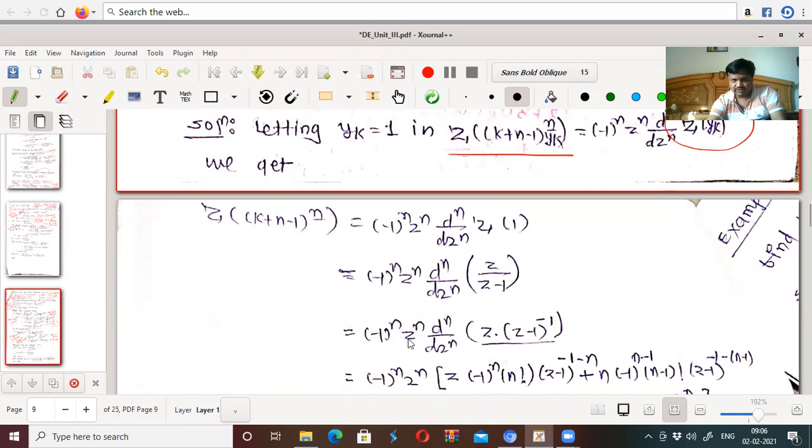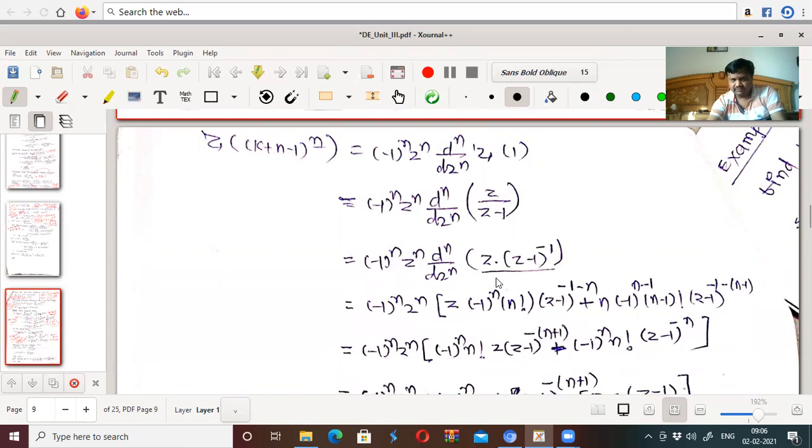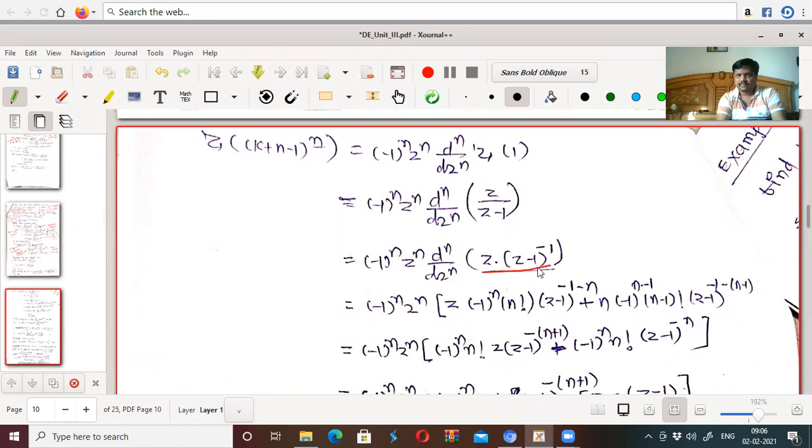So (-1)^n z^n times the nth derivative of z times (z-1)^(-1). This is u into v, right? We have to obtain its nth derivative, and there is a formula for this. First function as it is, times the nth derivative of the second function, then nC1, the first derivative of the first function, which is 1, times the (n-1)th derivative of the second function, that is (n-1) factorial (z-1)^(-1-(n-1)), plus the second derivative of z is 0. So there is no remaining term.